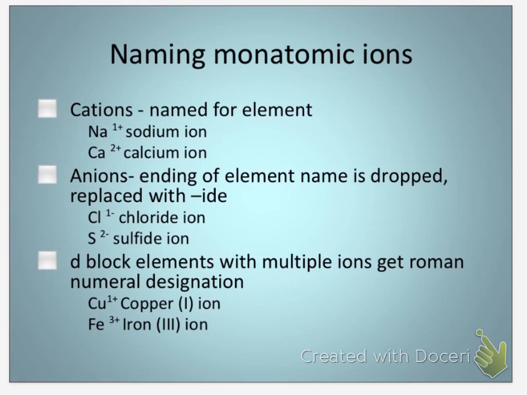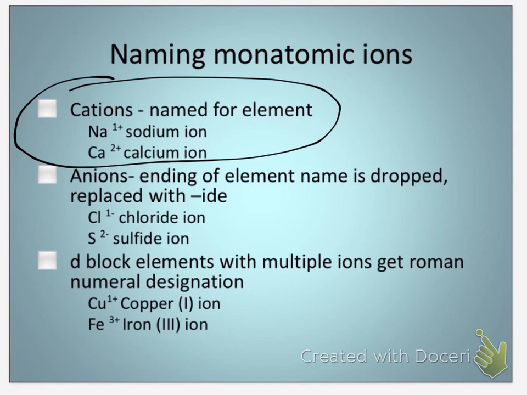So we have to have something to call an ion. We can't just call it hey you. So when we have a cation, we just call it by the name of the element. Na1+ is a sodium ion, Ca2+ is a calcium ion.